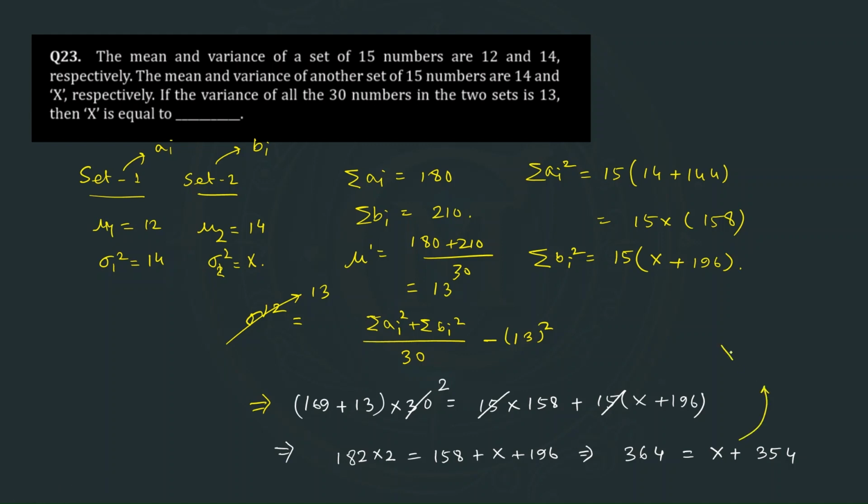that the value of x comes out to be 10. So the variance of the second set, that is x, is equal to 10. This is the correct answer for this question. I hope you understood the concept behind this question.